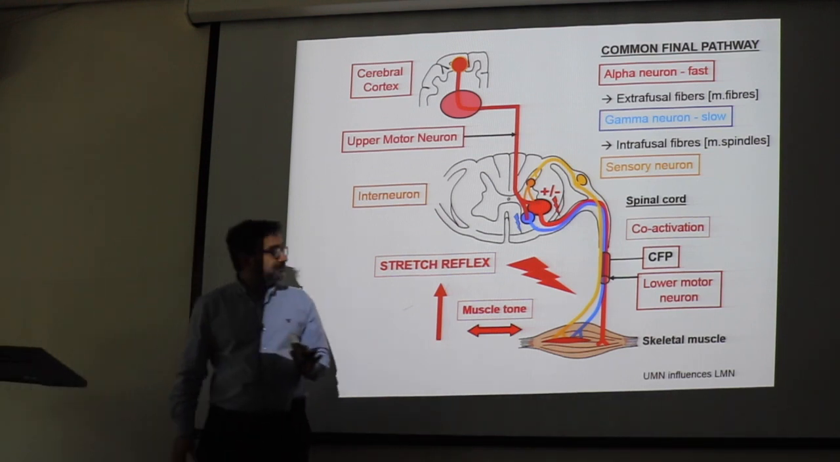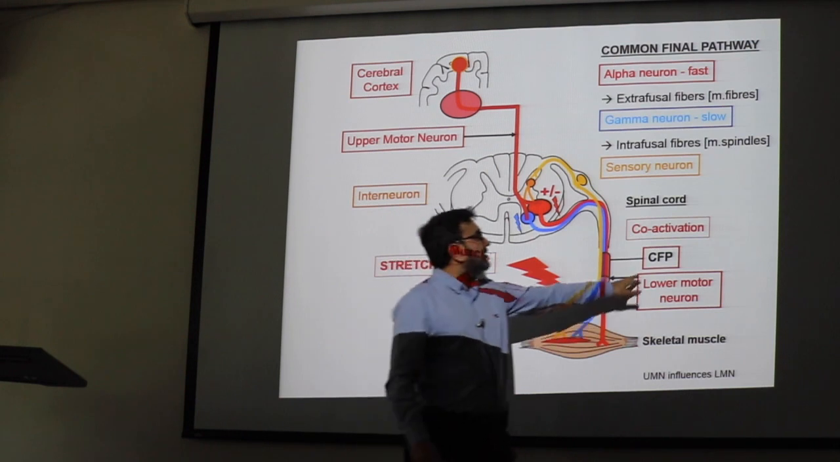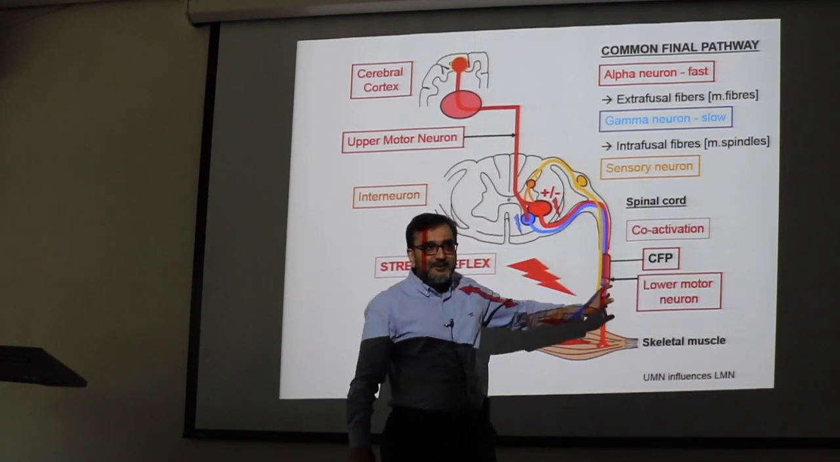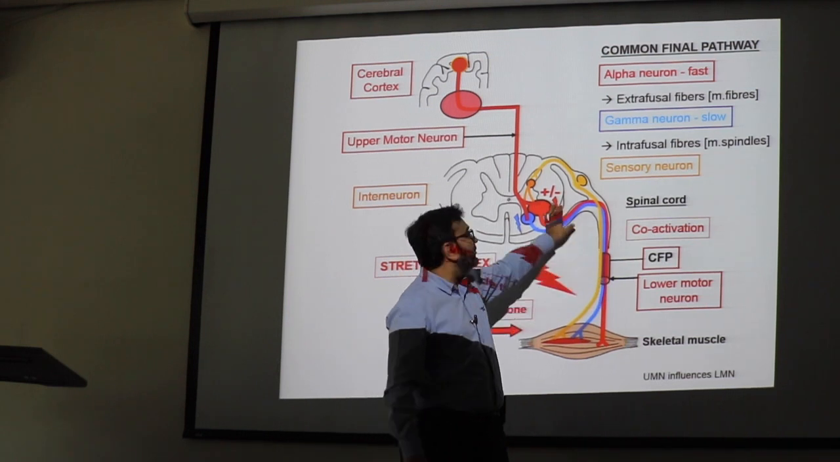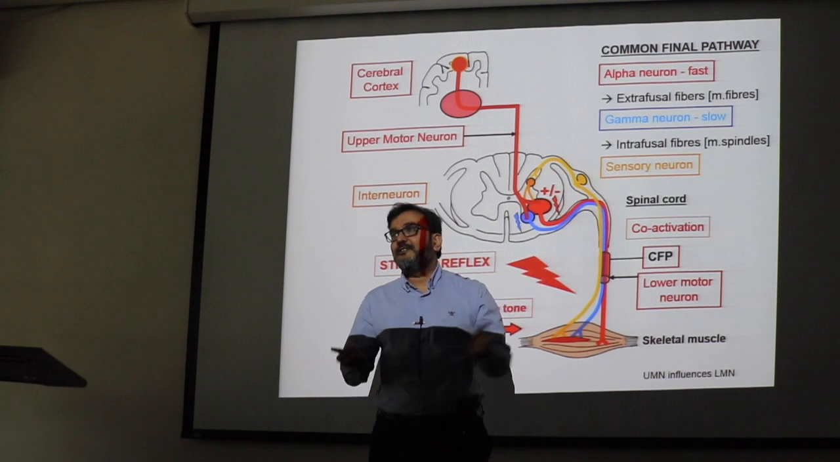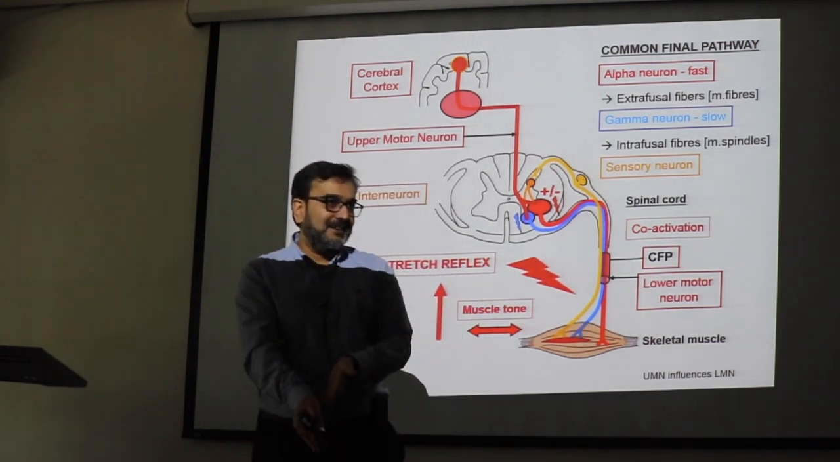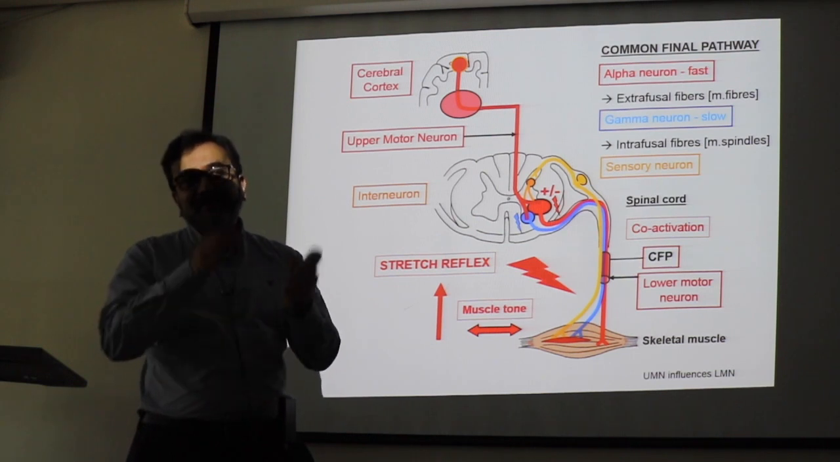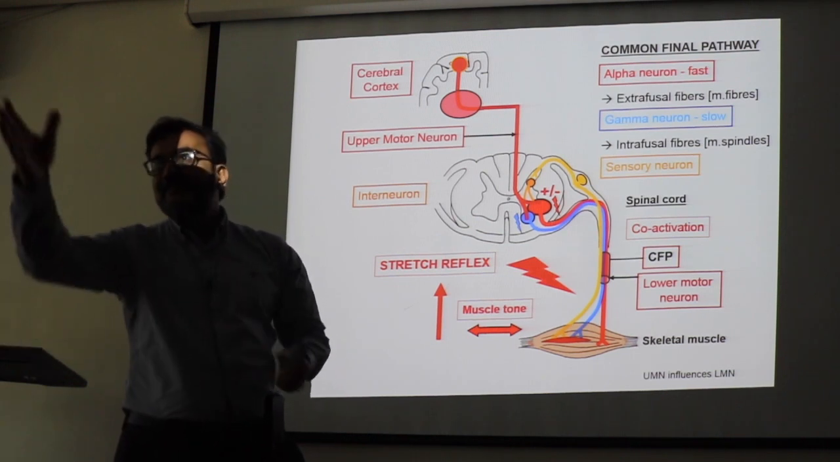Yes. What does CFP mean? CFP is the common final pathway. So for upper motor neuron also, the common final pathway is the lower motor neuron. Directly, the upper motor neuron cannot supply the muscle. It has to synapse with the lower motor neuron. So that is the common final pathway to the muscle.